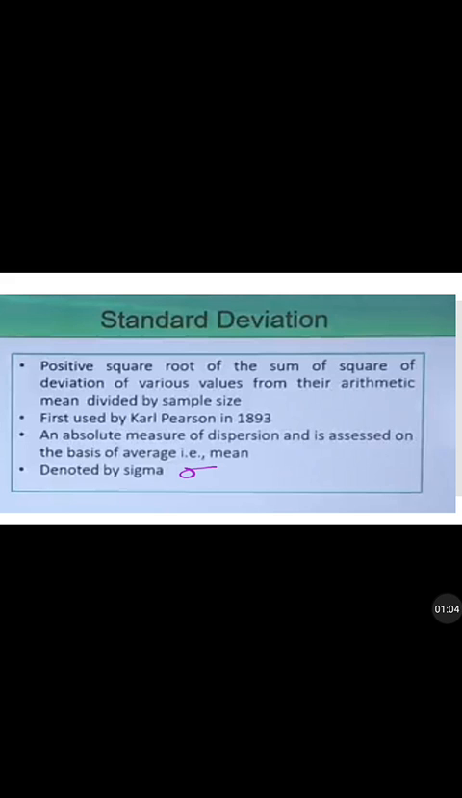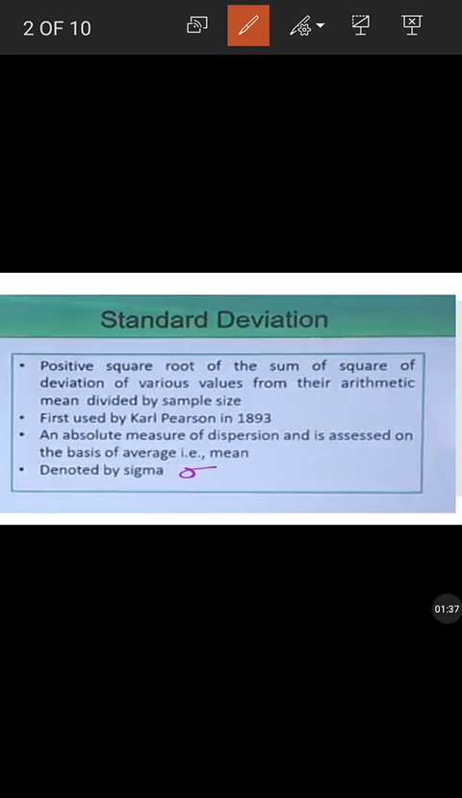It was first used by Karl Pearson in 1893. This is the absolute measure of dispersion and is assessed on the basis of average, that is mean. Dispersion, we have already seen, means how far the x values are deviated from the mean value. So in standard deviation, we find the deviations from the arithmetic mean. It is denoted by the symbol sigma.